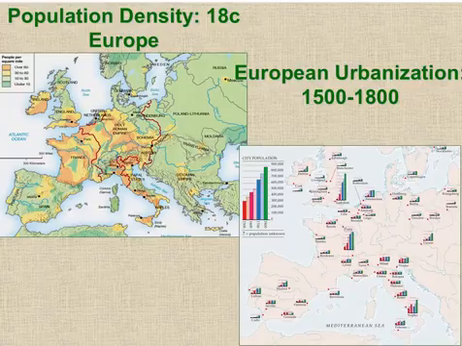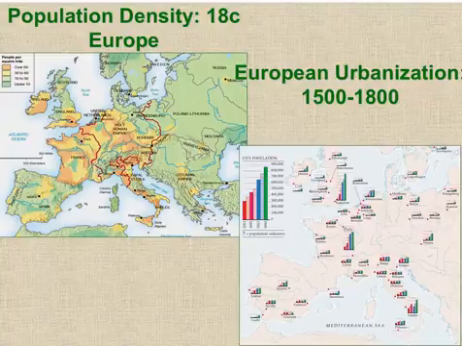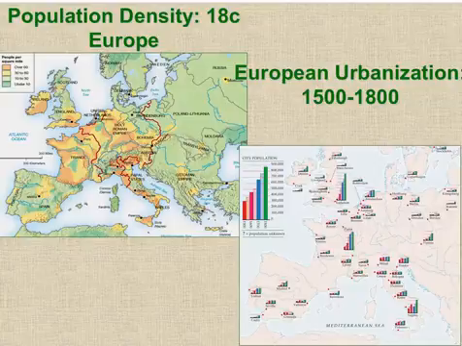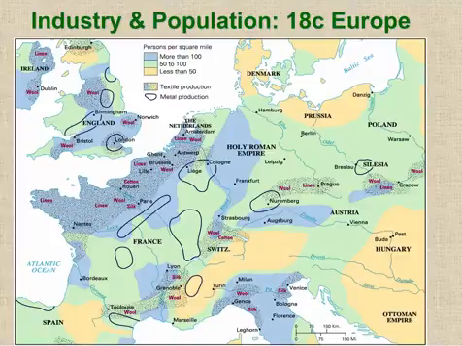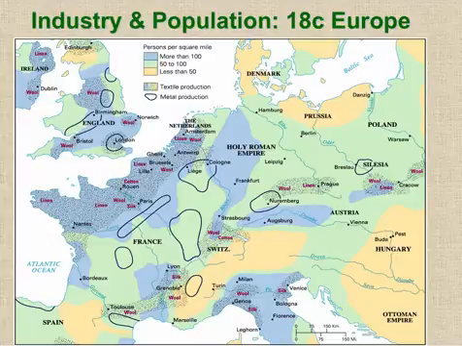So you could see that England, particularly London, was one of the most urbanized areas in all of Europe, by far outpacing everyone else in Europe. This shows industry and population. So you can see England was a pretty large population center. This is in the 18th century, and they're going to be producing textiles and metals.